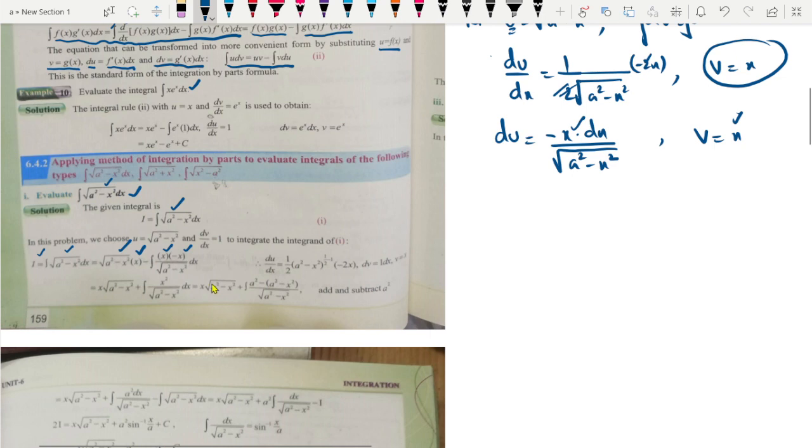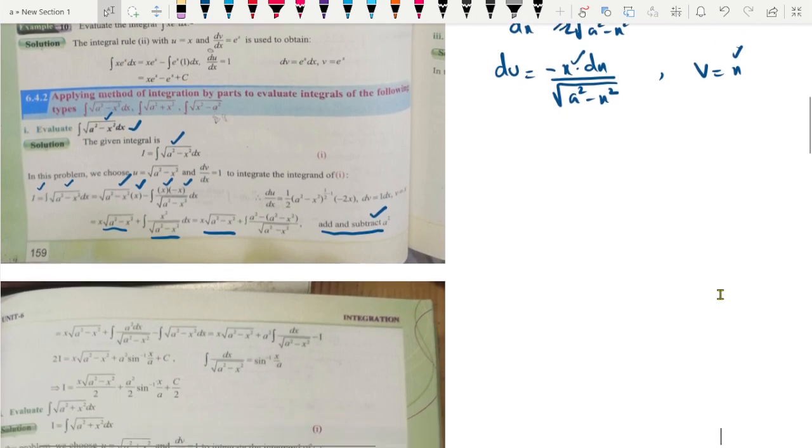By simplifying this one here, we add and subtract a square in the numerator. So by rearranging this one, this will become this one.